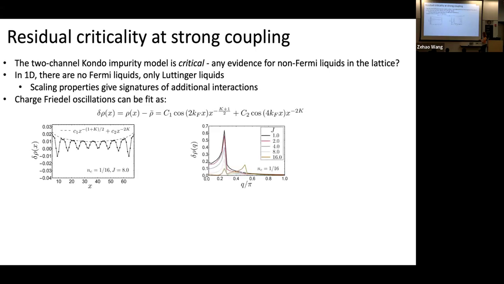So you can look at the charge Friedel oscillation. This is a lattice with open boundary conditions. So you have Friedel oscillations that have this kind of dependence on the Fermi wave vector and the Luttinger parameters. And so you can use these 2kF and 4kF jumps to extract the Luttinger parameters as a function of J.